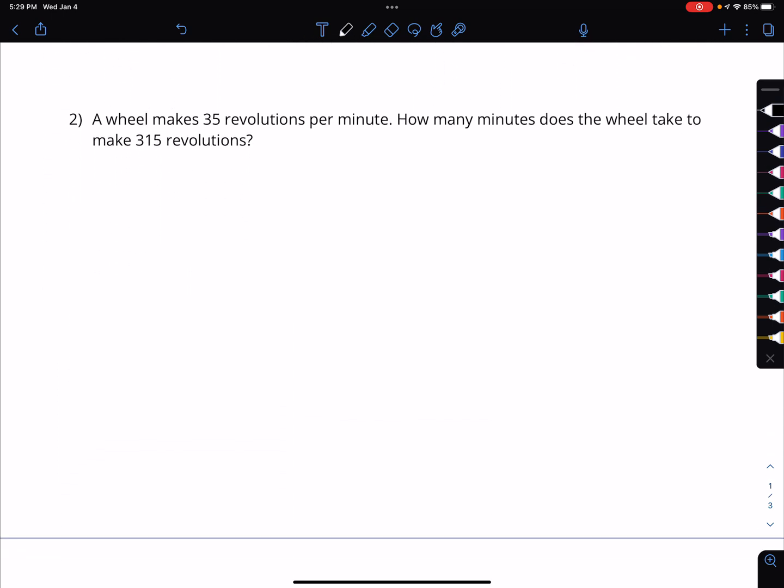Question number 2. A wheel makes 35 revolutions per minute. Ooh, those are RPMs. You may have heard that before. How many minutes does the wheel take to make 315 revolutions? So again, let's get our sentence. It takes blank minutes. And I'm going to use our ratio line.